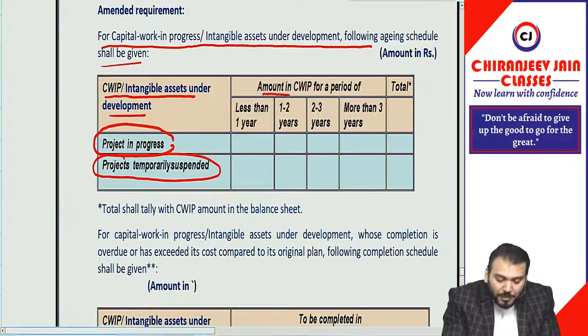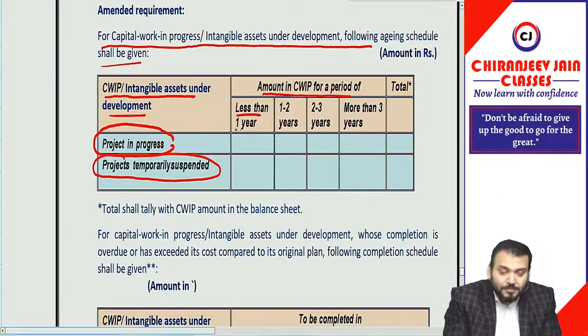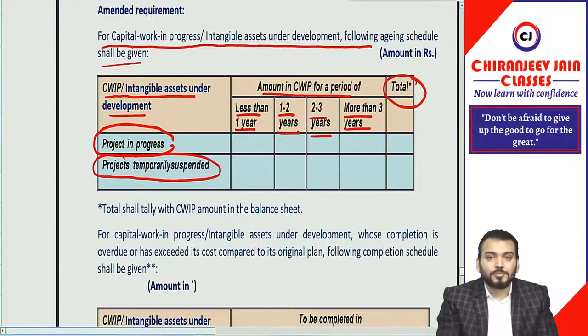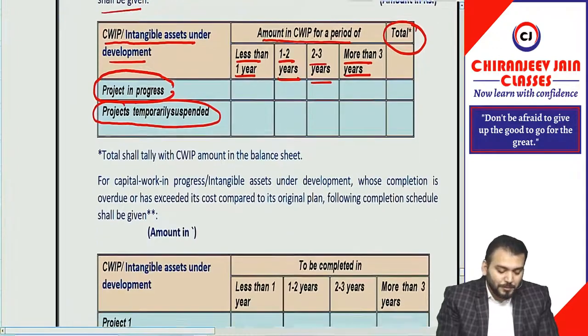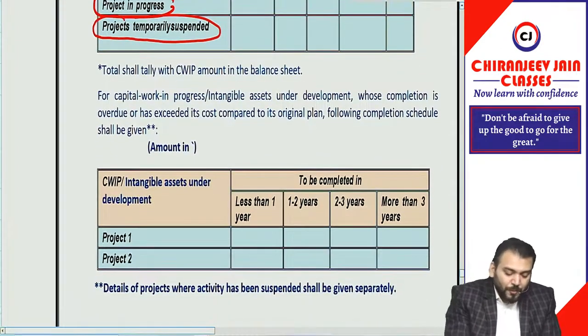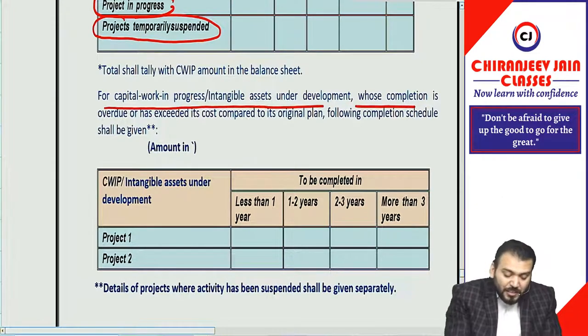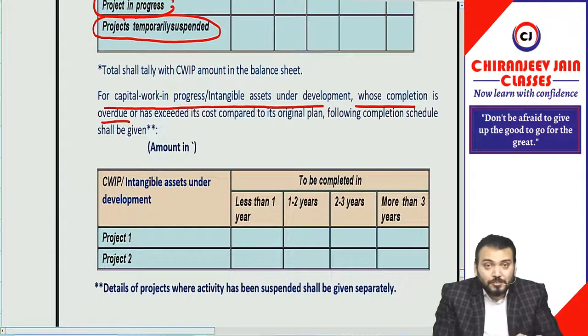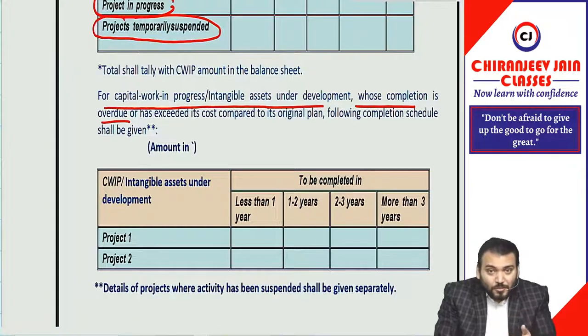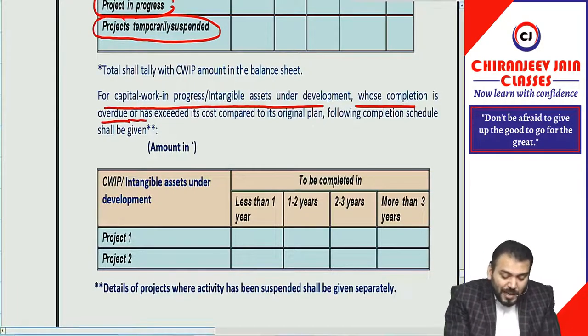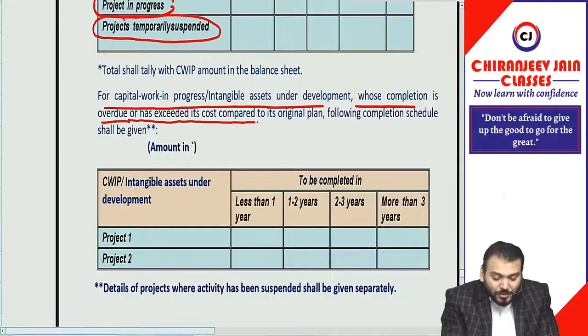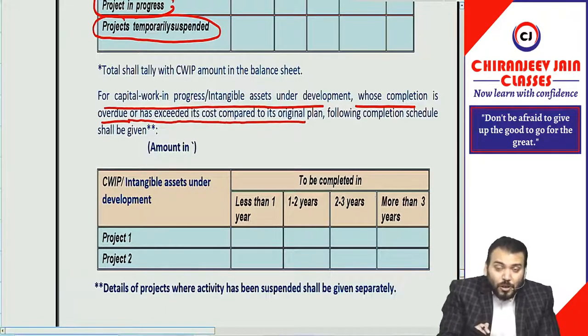Then the amount of capital WIP for a period of less than 1 year, 1 year to 2 years, 2 years to 3 years, or more than 3 years. This needs to be disclosed. Got it? Simple. But in this, one more disclosure is required for any capital WIP or intangible asset under development whose completion is overdue. Suppose you plan that it will be completed in 3 years, but it is not yet completed. Means it is overdue. Whose completion is overdue or has exceeded its cost compared to its original plan, where the total cost is exceeded as planned.